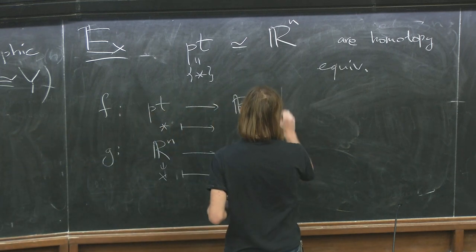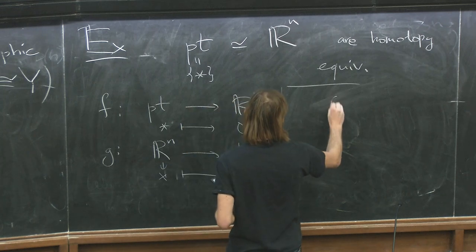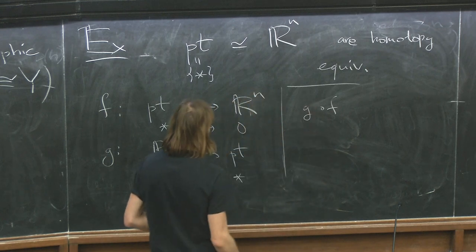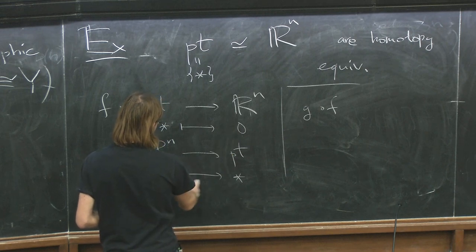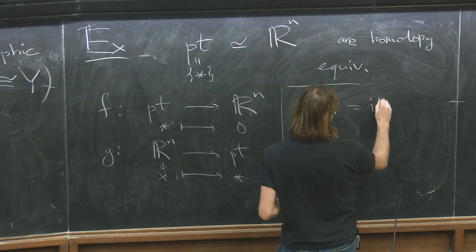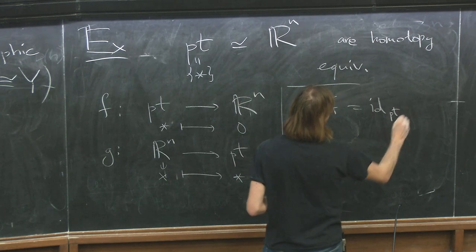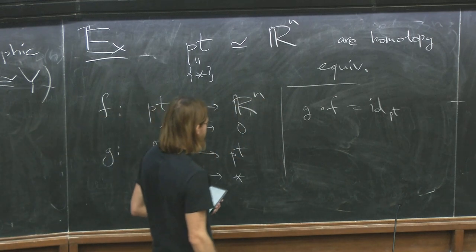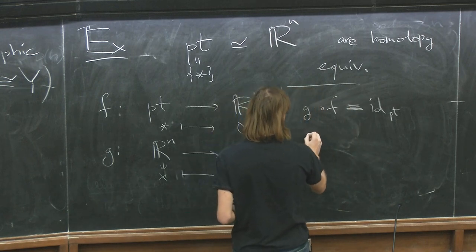Okay, so first let's consider the simple thing, the composition in this order, F composed with G. Well, F takes this point and sends it to zero, but then any point here is sent again back to this point. So it's obviously the identity on the one point space, and of course it's homotopic. So what about the other way around?